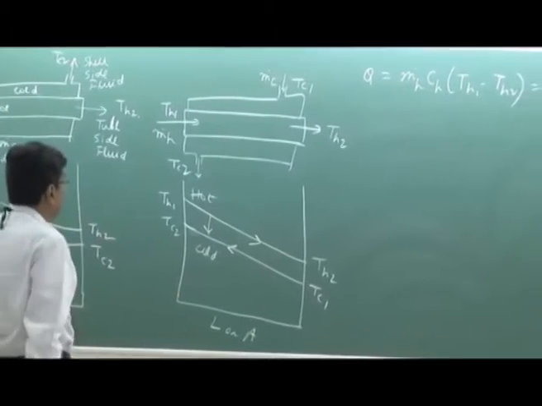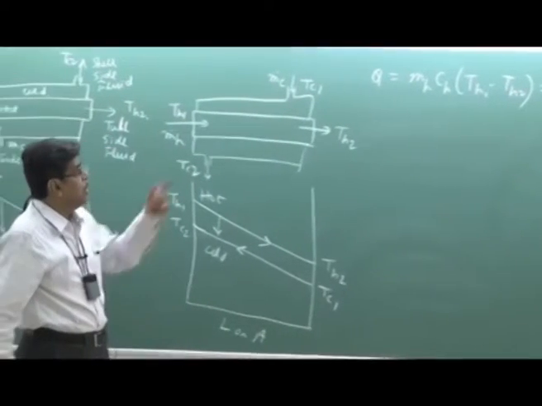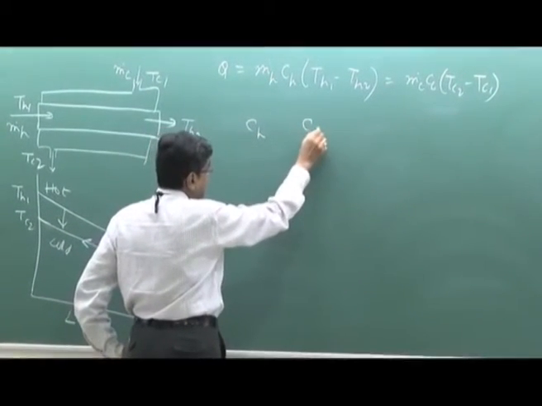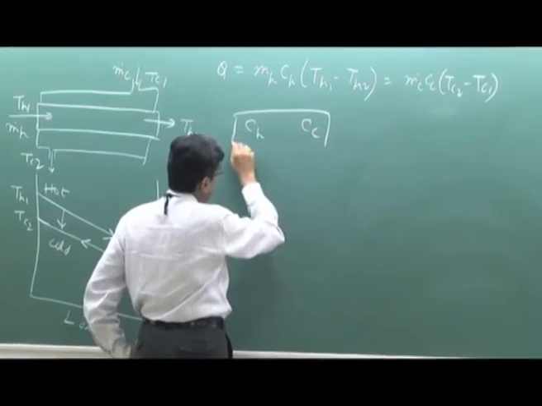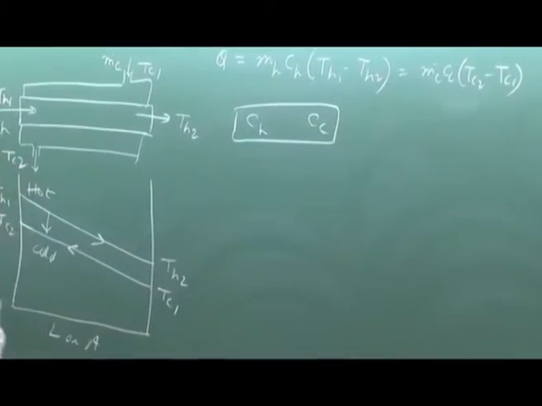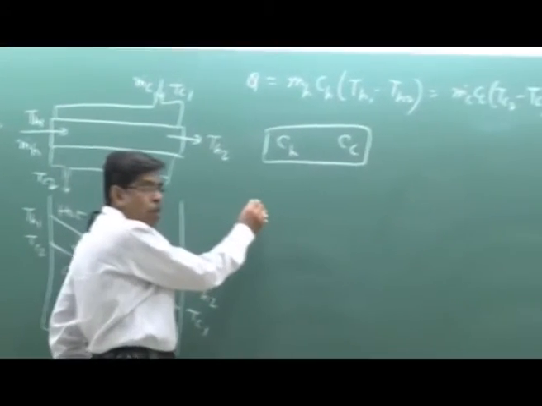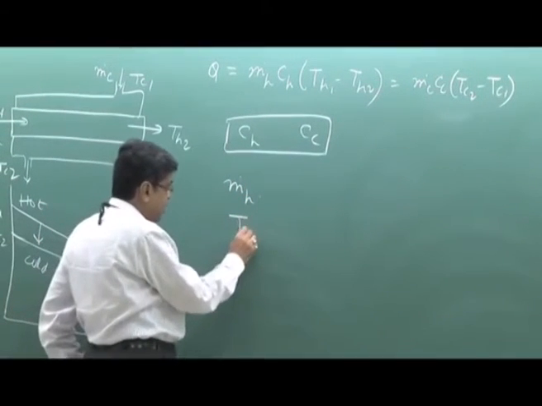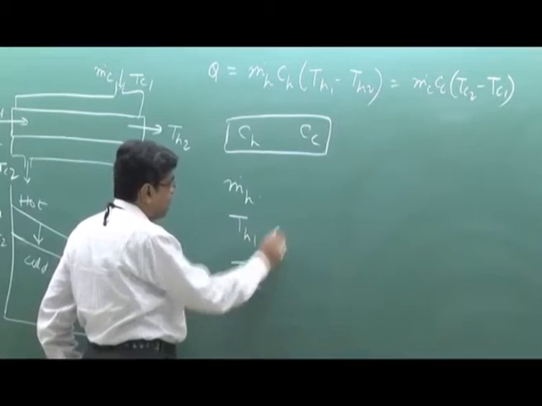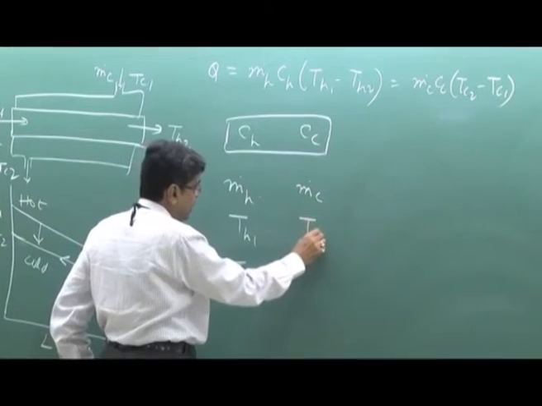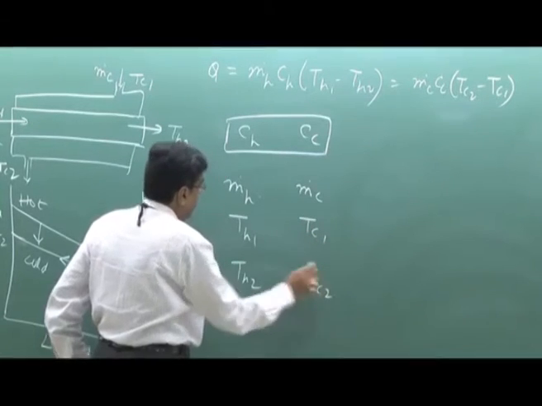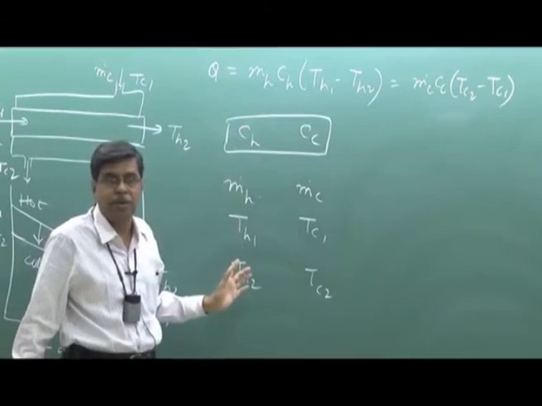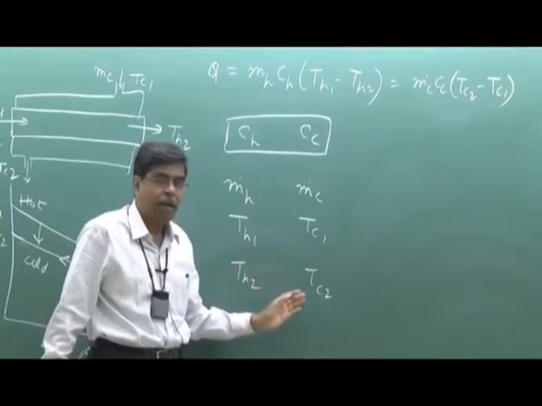Now, one type of problem is this, that the conditions are like this. The properties Ch and Cc, the thermodynamic properties, specific heats, are usually known. Now, the operating parameters or conditions are the flow rate of the hot fluid, its inlet temperature, its outlet temperature, flow rate of the cold fluid, its inlet temperature and outlet temperature. Now, out of these 6 quantities, you see we have one equation only relating to these 6 quantities. That means 5 are independent and 1 is dependent.